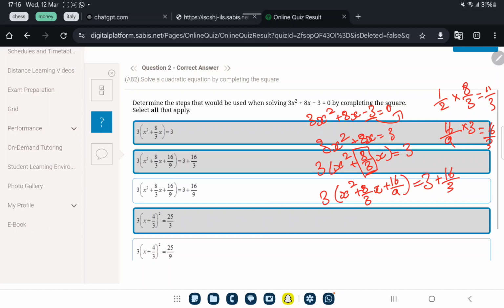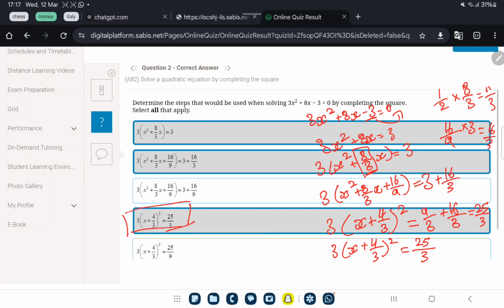And then you factor this, it becomes 3 times (x plus 4 over 3) squared equals, now to do this, it's 9 over 3 plus 16 over 3, you simplify, so it is 25 over 3. So 3 times (x plus 4 over 3) squared equals 25 over 3. Now this is the final step for this question.